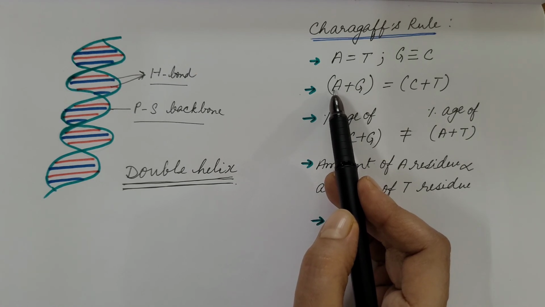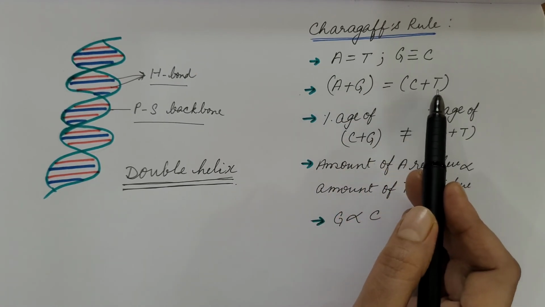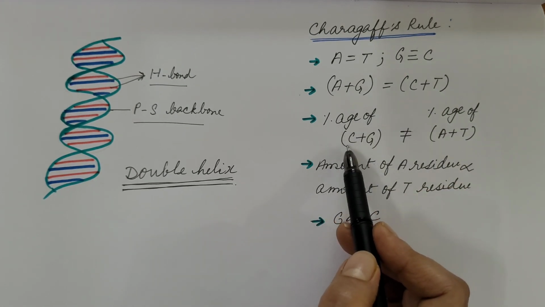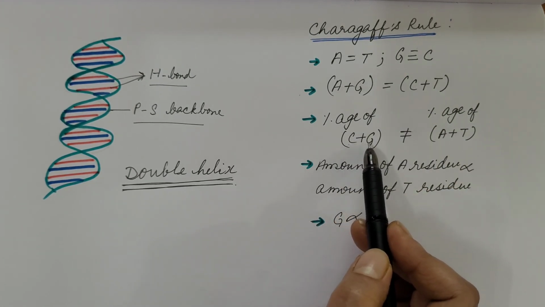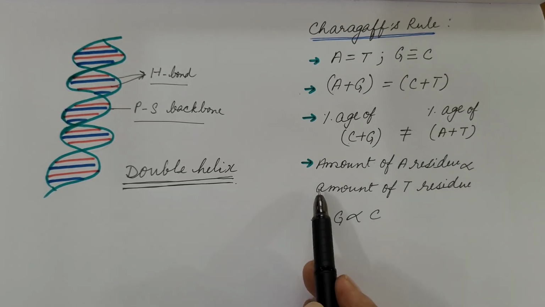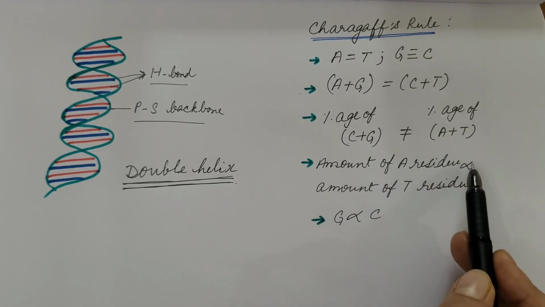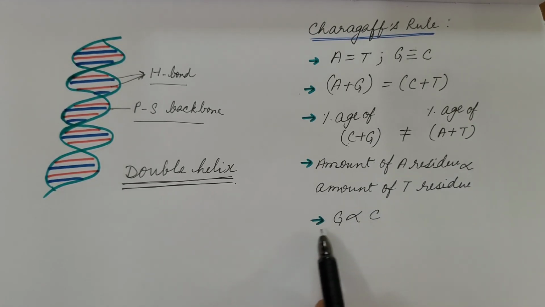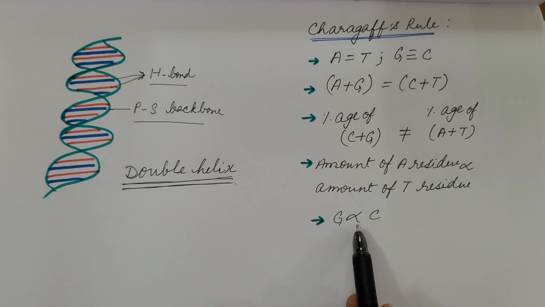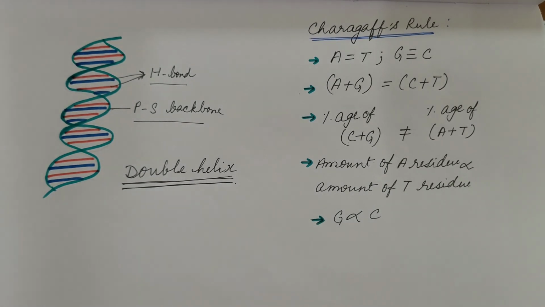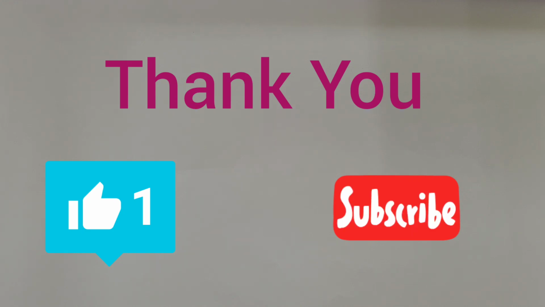So, the total number of purines is equal to the total number of pyrimidines. But the percentage of cytosine and guanine is not equal to the percentage of adenine and thymine. Also, the amount of adenine residue is directly proportional to the amount of thymine residue, and the amount of guanine residue is directly proportional to the cytosine residue. So this is all for today's video.